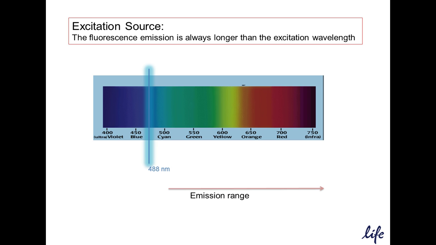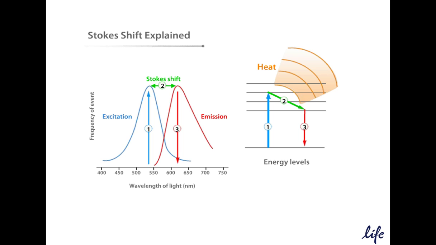So, whatever the excitation source, just remember that the fluorescence emission is always longer than the excitation wavelength. In this example, using 488 nanometers for the excitation source, the emission range will always be of a longer wavelength, or greater than 488.